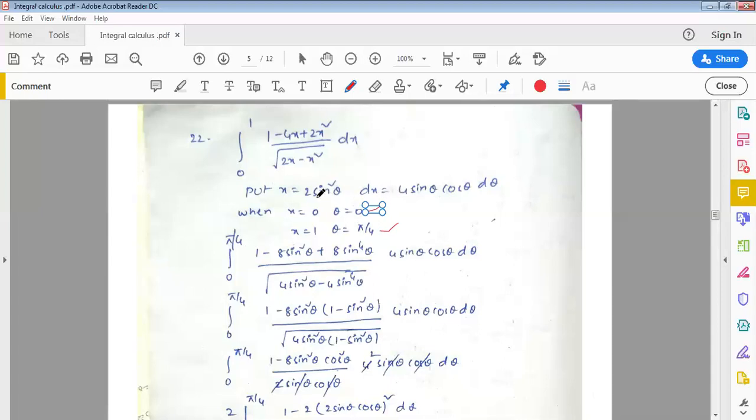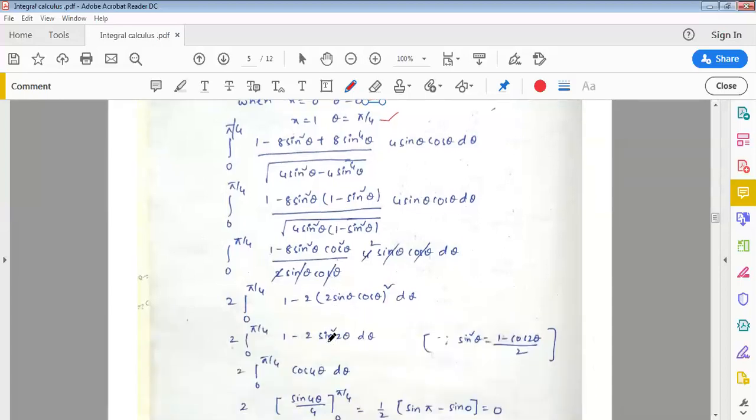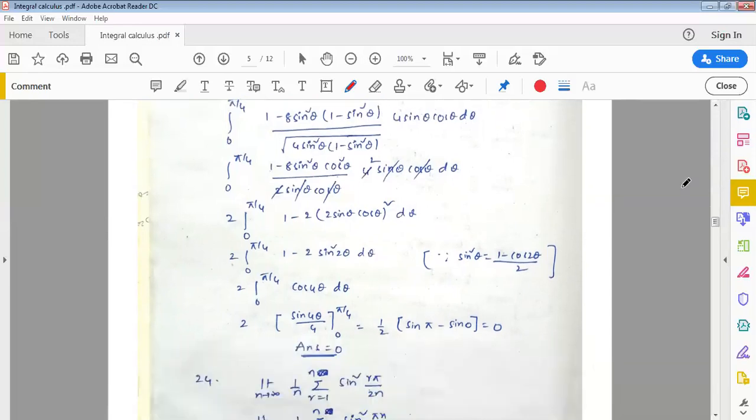In place of x, we write 2 sin square theta, and in place of dx, we write 4 sin theta cos theta d theta. Substituting all the values and simplifying, we finally get the integral of 1 minus 2 into 2 sin theta minus cos theta whole square d theta. For further simplification, we get 1 minus 2 into sin square 2 theta d theta. Here we have sin square theta is equal to 1 minus cos 2 theta by 2. Once again on simplification, we get cos 4 theta d theta, and the integration of cos 4 theta is sin 4 theta by 4. On applying the limits and simplifying, we get 0. The answer is 0.